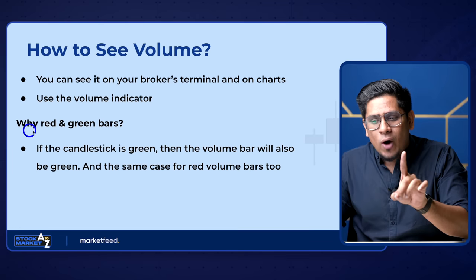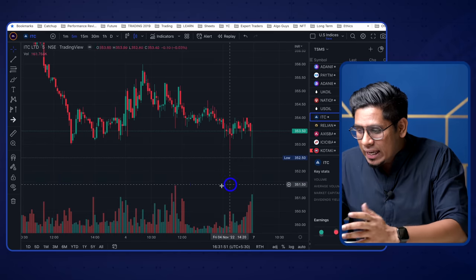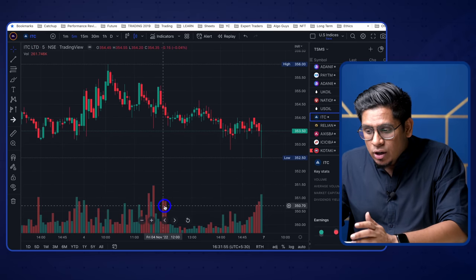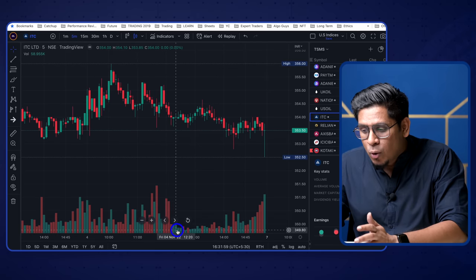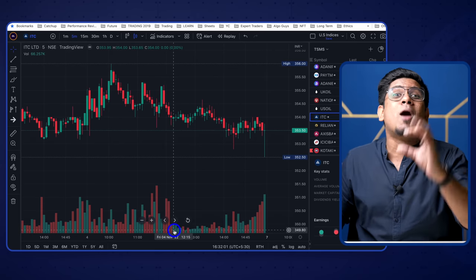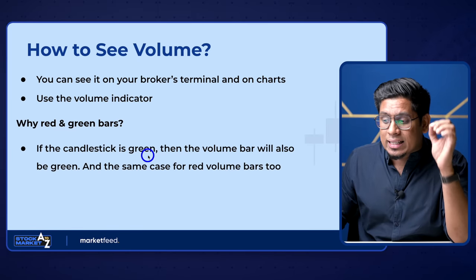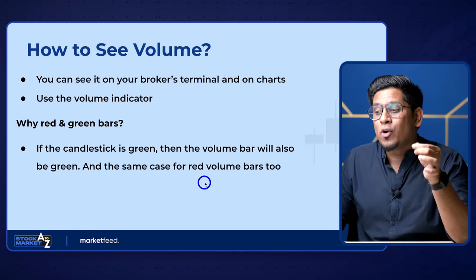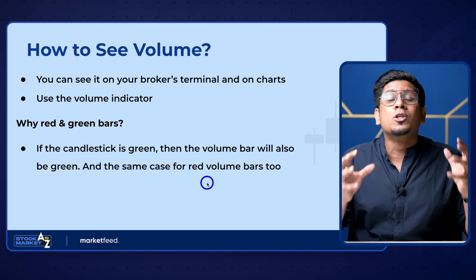What is that? Why red and green bars in volume? If you come here and see, some volume bars are red, some are green. Here, in fact, three are red, and then we have some small green volume bars also. Why? Let us read the theory here. If the candlestick is green, then the volume bar will also be green. And the same for red volume bars too. That is, if the candlestick is red, then the volume bar will also be red.